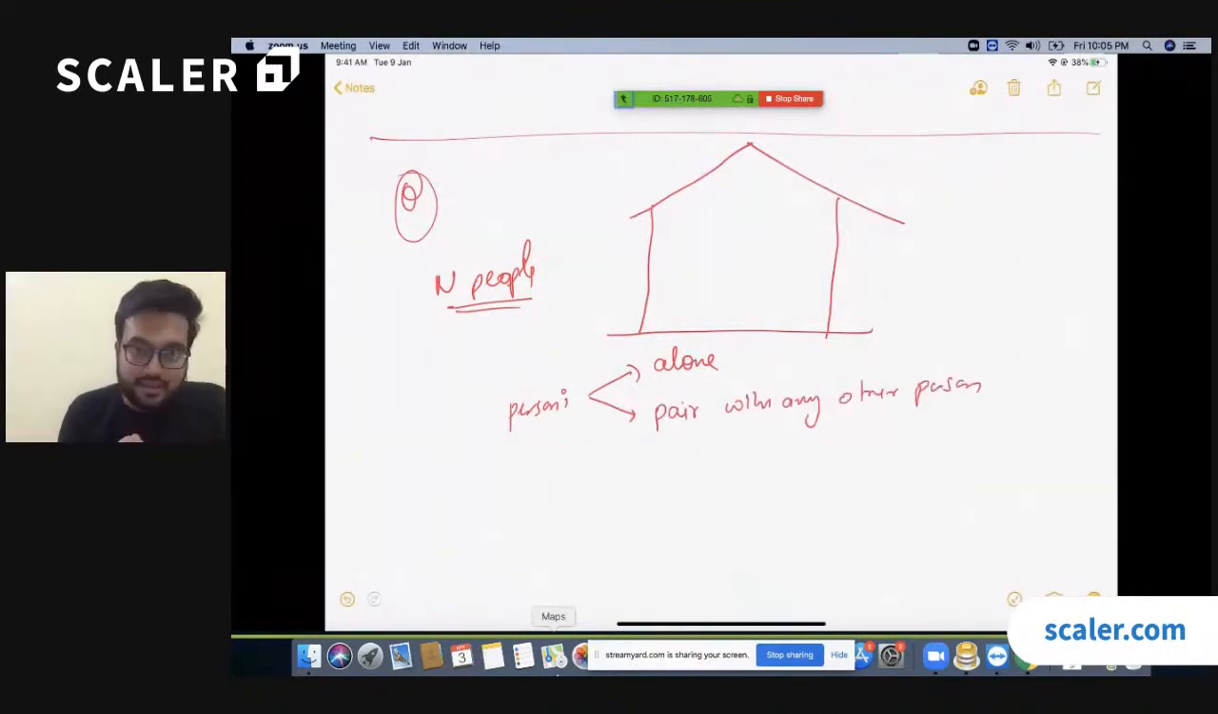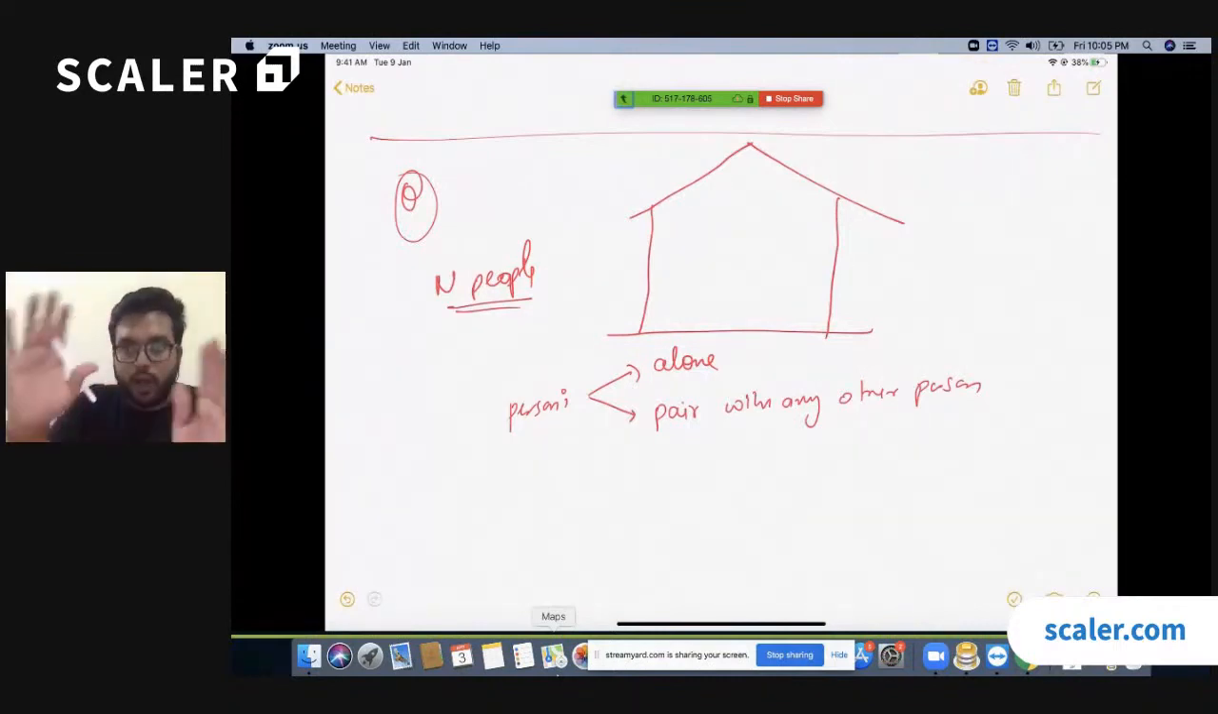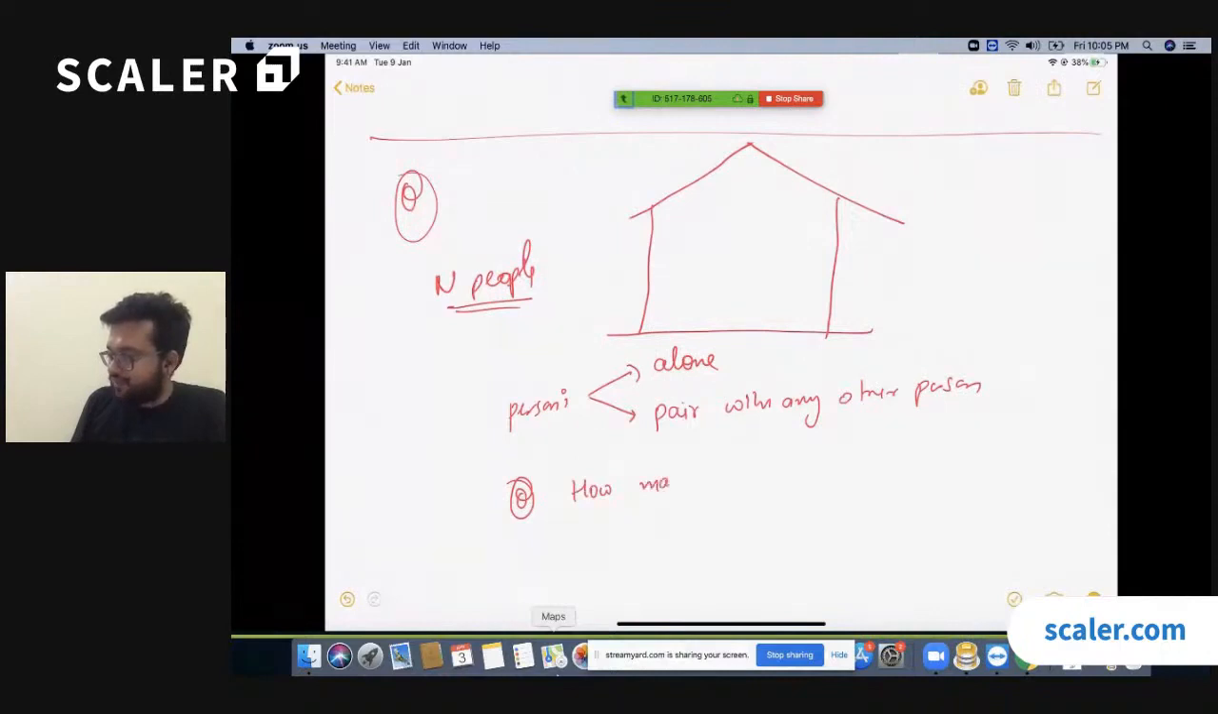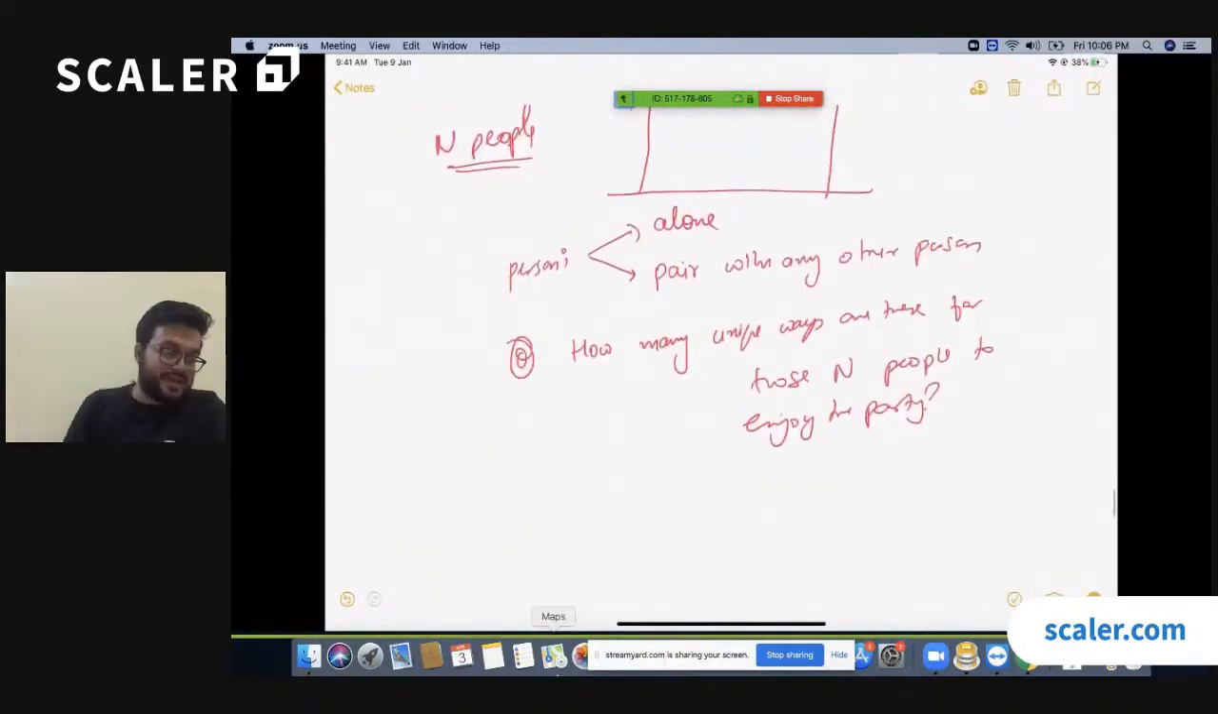Does the question make sense? There is a party going on. The party can be attended by N people. Every ith person in the party has two options. Option 1 is that you can enjoy the party all alone by yourself. Option 2 is that you can pair up with any other person in the party and enjoy the party as a pair. Now the question asks you how many unique ways are there for those N people to enjoy the party? Does it make sense?